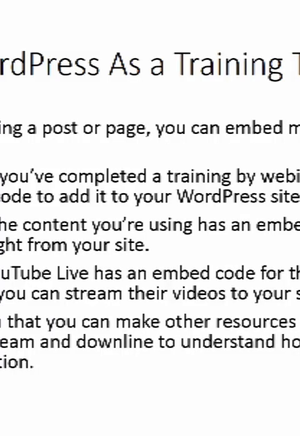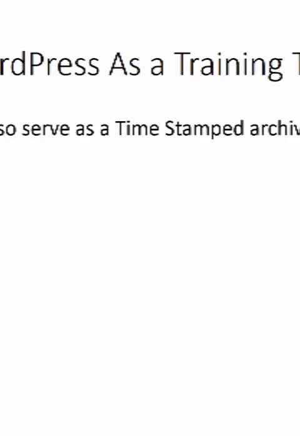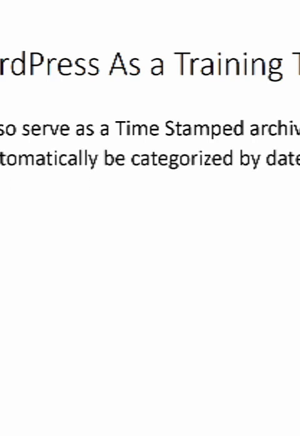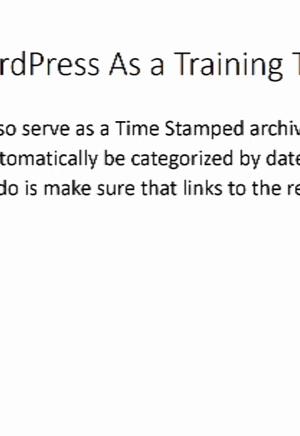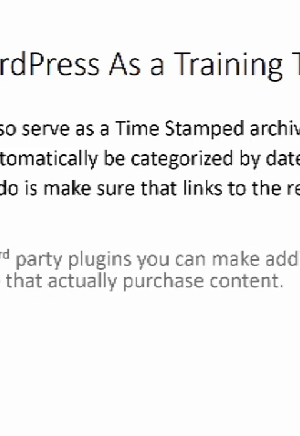Now, this is an important thing to do because while they're doing that, you can actually make other resources available, either for free or for sale, to help your team and downline understand how to make the best use of the information that you were sharing with them. Now, WordPress can also serve as a time-stamped archive for your training. Your posts will be automatically categorized by date. All you'd have to do is to make sure that links to the replay were posted appropriately.